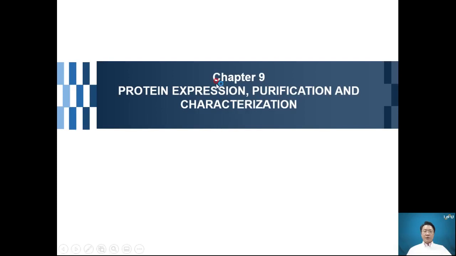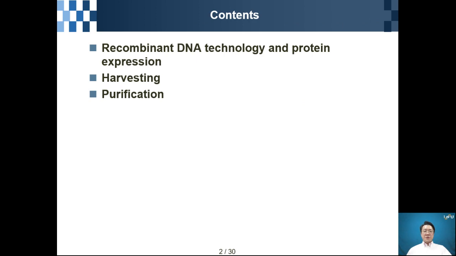Today we will learn Chapter 9. Chapter 9 title is Protein Expression, Purification and Characterization. Okay, so Chapter 9 is composed of 3 subjects, starting from the recombinant DNA technology and protein expression, and the second subject is harvesting, and the final subject is purification.